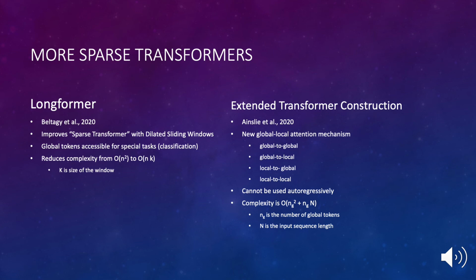The extended transformer construction, or ETC, applies several attention mechanisms: global to global, global to local, local to global, and local to local. The catch here is it cannot be used autoregressively because of that global aspect. The complexity is still quadratic, but no longer quadratic to the sequence length. Instead, it is now quadratic to the number of global tokens. So as long as you keep the number of global tokens small, start of sequence, end of sequence, and whatever else might be relevant, it doesn't grow quadratically.